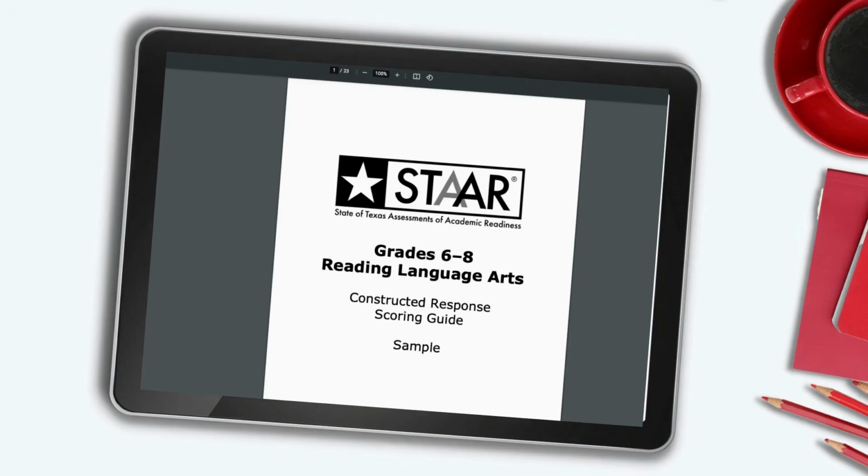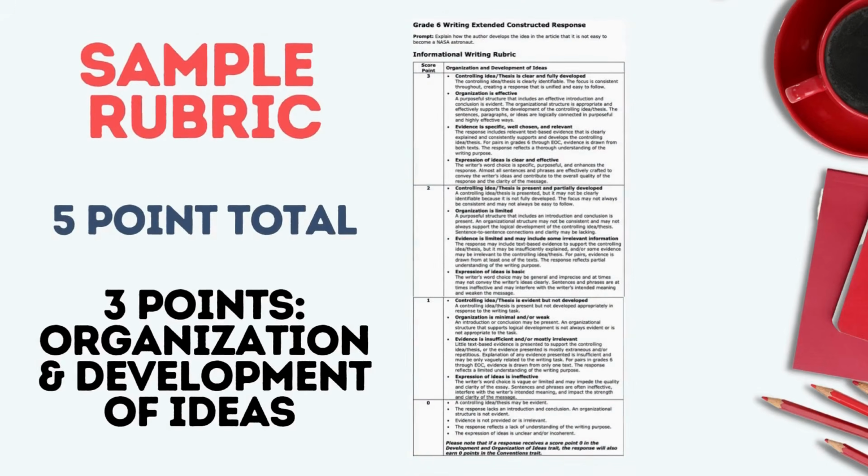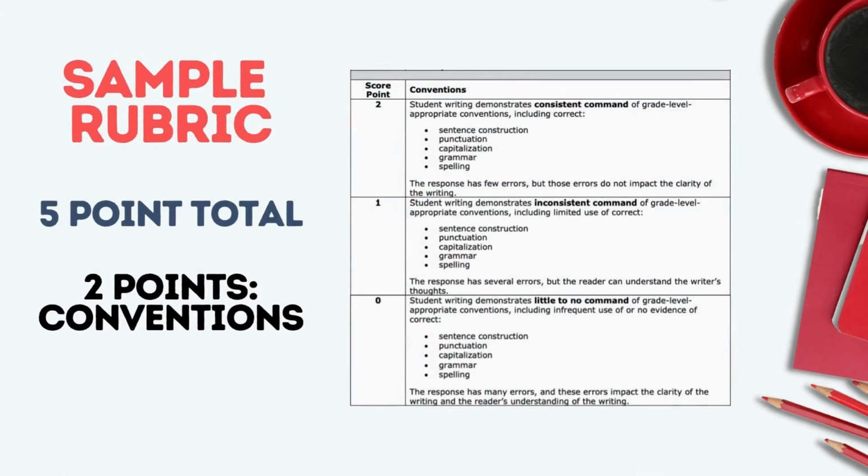To look at the samples more closely, you can see them on the TEA website, where they've released sample scoring guides for different grade levels. Extended constructed response questions will be scored with a rubric similar to this one. Students can score a total of 5 points, but 3 will be based on students' organization and development of ideas. The other 2 points will come from the students' conventions.